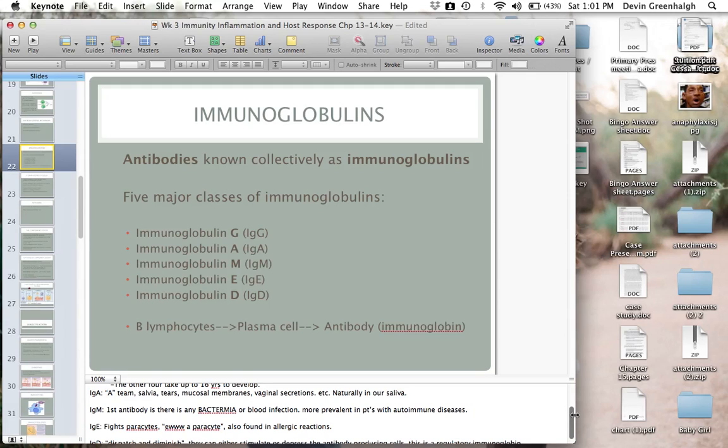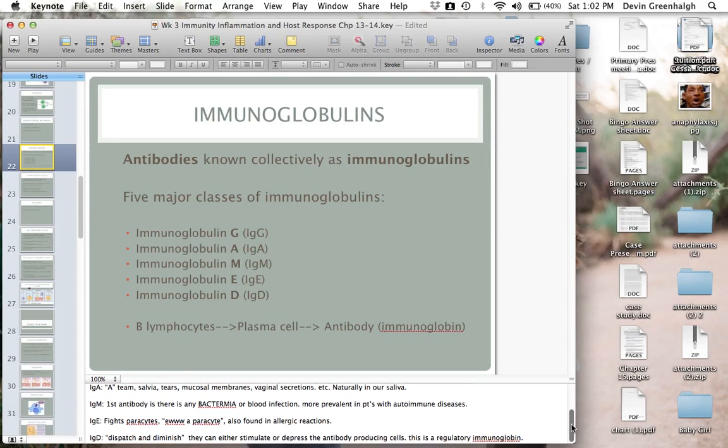IgM has to do with bacteremia. IgM, bacteremia. It's the first antibody if there's any bacteremia or blood infection. It's most prevalent with autoimmune diseases.